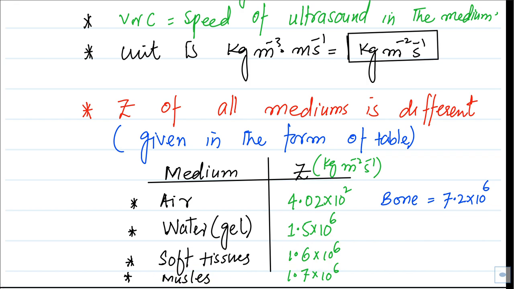And what about the muscles? The muscles have an acoustic impedance of 1.7 times 10^6 kg m^-2 s^-1. And the highest acoustic impedance is that of bones. So if I say that by these numbers, what do you perceive? Is acoustic impedance only the speed or the opposition to the flow?